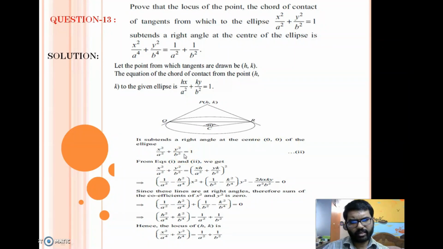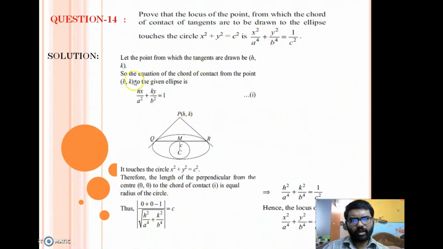Therefore, from equation 1 and equation 2, we equate both. Then we establish a relation between x and y here. That means we got a pair of lines, a combined equation of a pair of lines. These are given perpendicular. Whenever a x square plus 2hxy plus b y square is equal to 0 represents perpendicular lines, then the coefficient of x square plus the coefficient of y square is equal to 0. Then we got the relation between h and k. That is the locus of this.